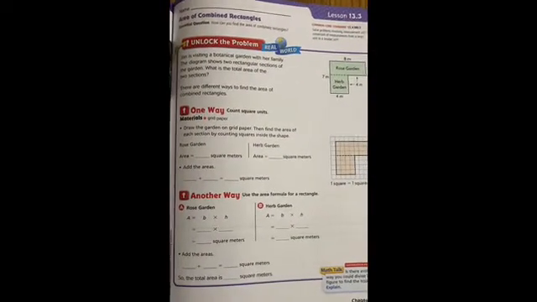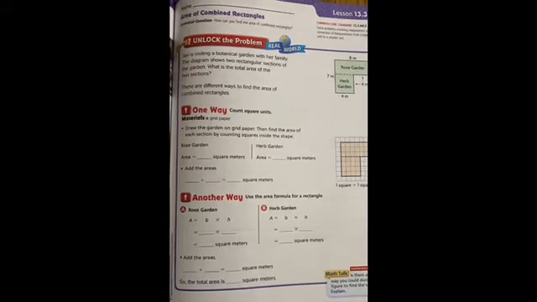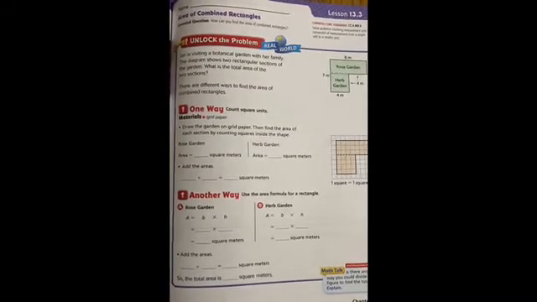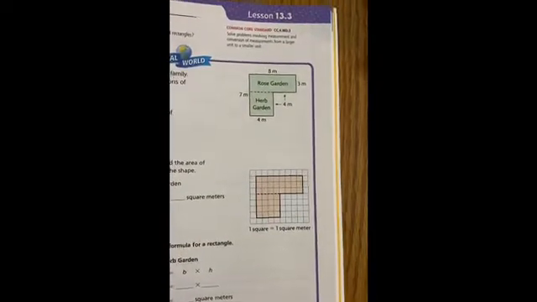Let's go ahead and unlock the problem on page 505. Jan is visiting a botanical garden with her family. The diagram shows two rectangular sections of the garden. What is the total area of the two sections? So here is the diagram.